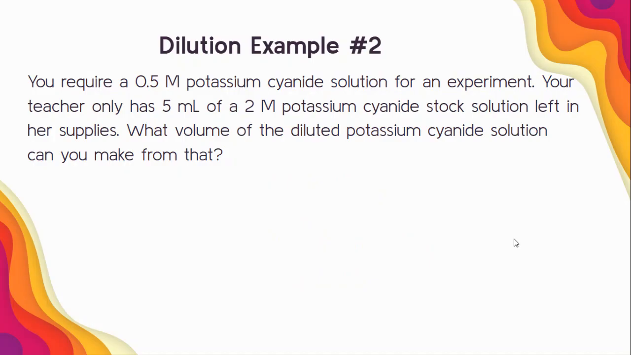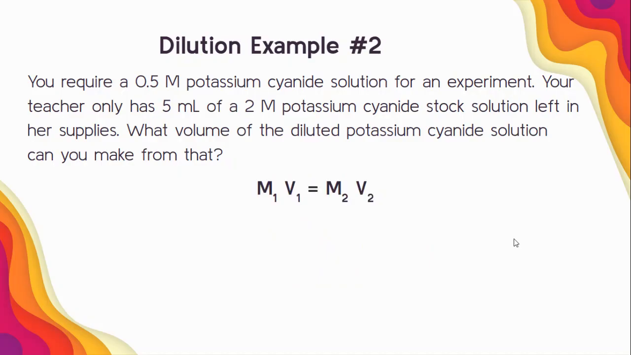For example 2, you require a 0.5 molar potassium cyanide solution for an experiment. Your teacher only has 5 milliliters of a 2 molar potassium cyanide stock solution left in her supplies. What volume of the diluted potassium cyanide solution can you make from that?